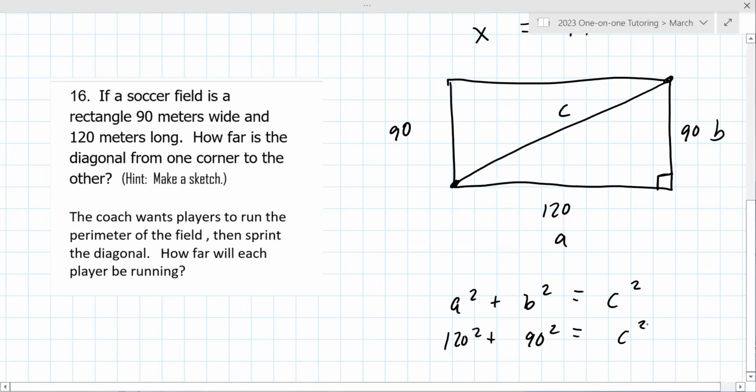Oopsie, I threw my pencil. You can do that after the lesson. You gotta hold on to it for the remainder of the lesson.